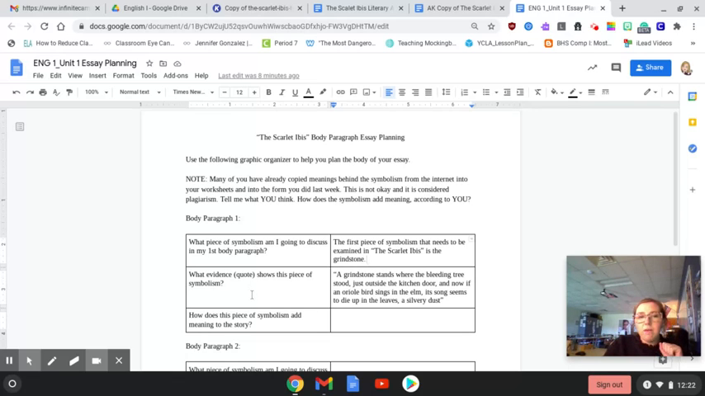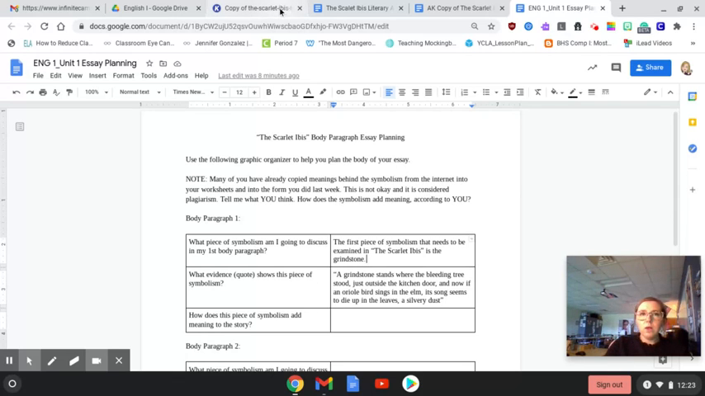Then you need to provide evidence. So what evidence or quote shows this piece of symbolism? So evidence, when you use a quote, is quoted material from the text word for word. You cannot change any piece of a quote when you put it into your paper or else it's plagiarized.